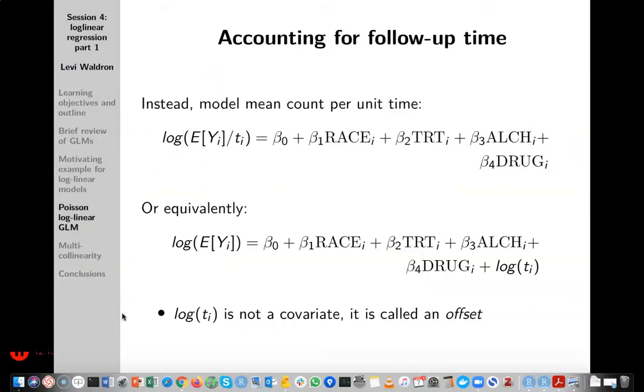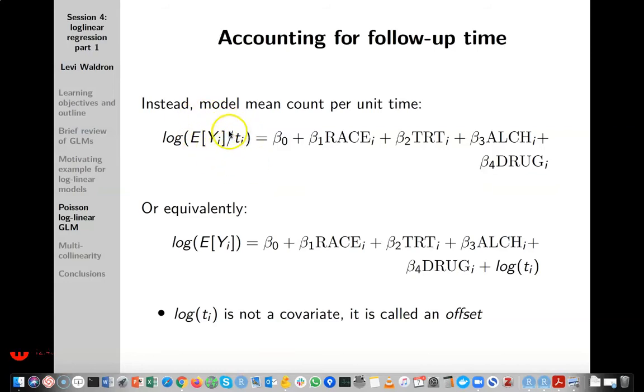Another nice feature of this model is that it can account for differences in follow-up time. You remember that those patients were followed for up to a year, but some not for an entire year. So this can be accounted for by instead modeling the expected number of hospital visits per unit of time. And this is written down here.